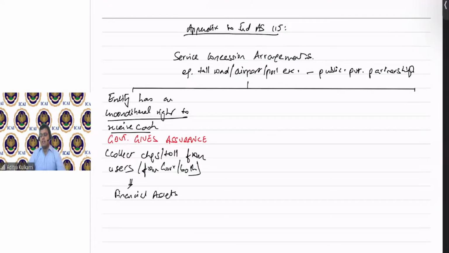Okay. So in these contracts, because the amount that the entity will receive is fixed, it becomes a financial asset for GMR or Adani or whatever it is, Larsen and Toubro. Okay. It becomes a financial asset. Alternatively, no unconditional right to receive fixed cash.